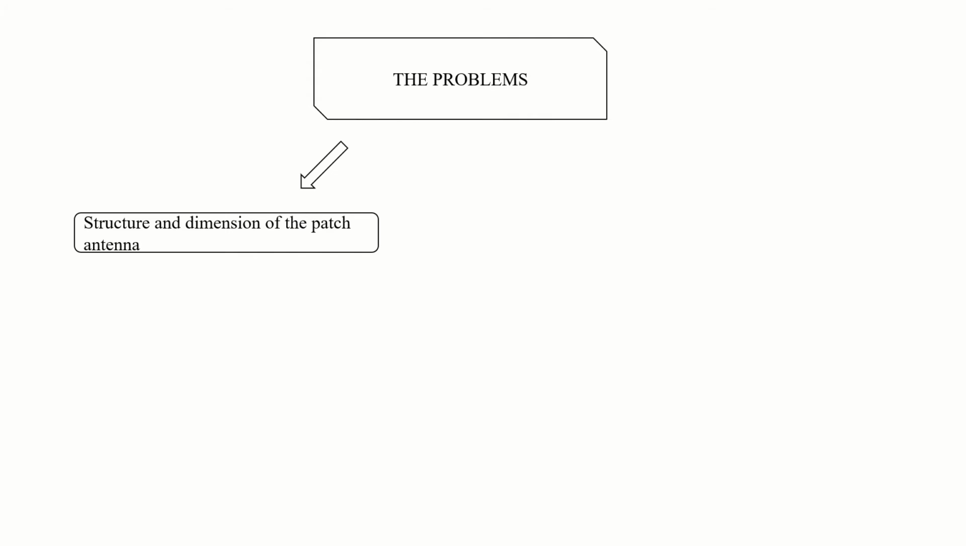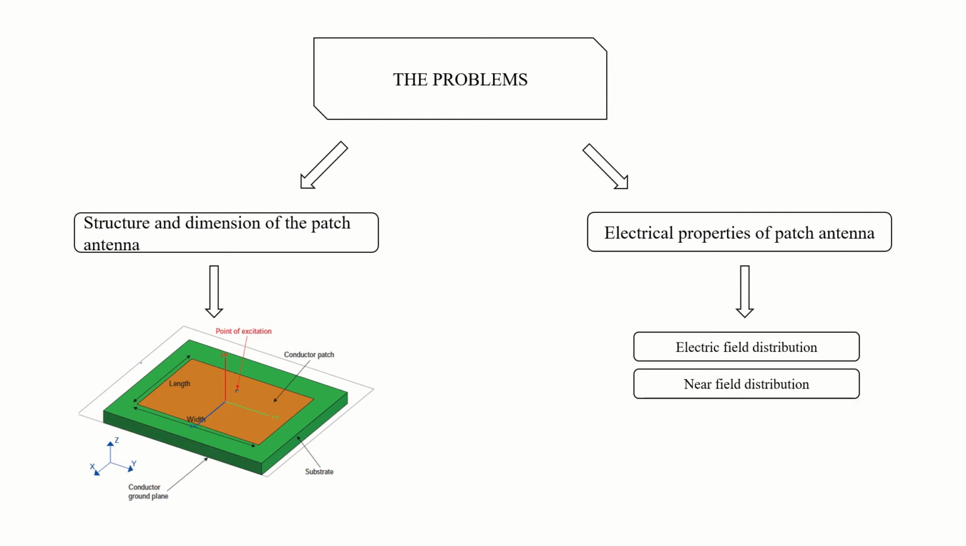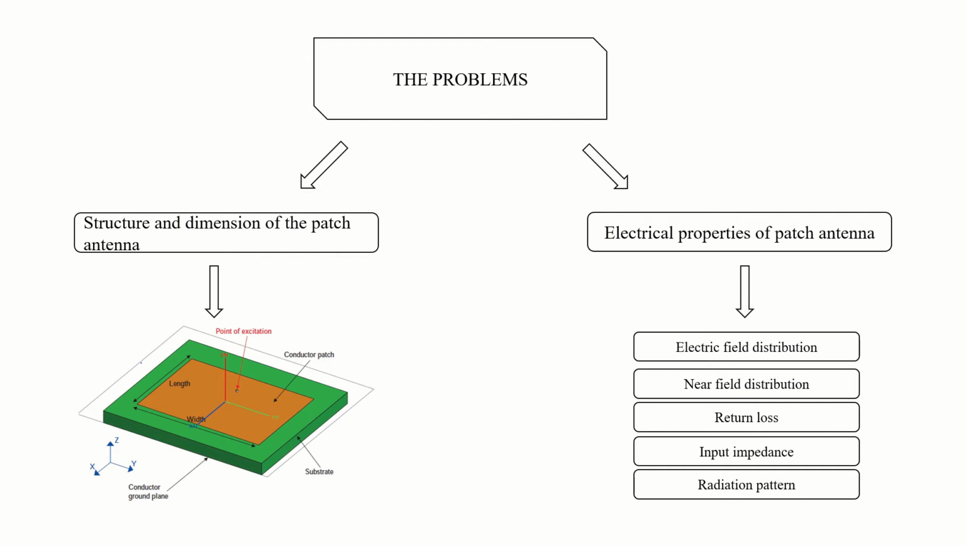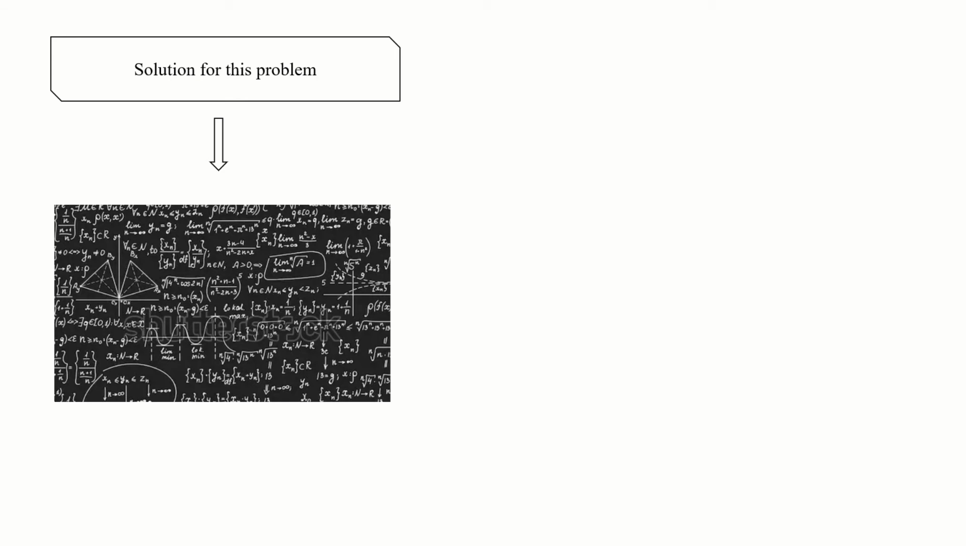To make things clear, before starting my research, there are things that I need to consider. I need to determine the structure and dimension of the mesh antenna in seawater condition. Not only that, I also need to analyze the electrical properties of the mesh antenna, such as electric field distribution, near field distribution, return loss, input impedance, and radiation pattern of the antenna in seawater condition, as it is varied by the change in salinity, temperature, and frequency of seawater. To solve this problem, for my research, I will do a series of calculations using a certain width and length of transmission line for the design and size of the mesh antenna.